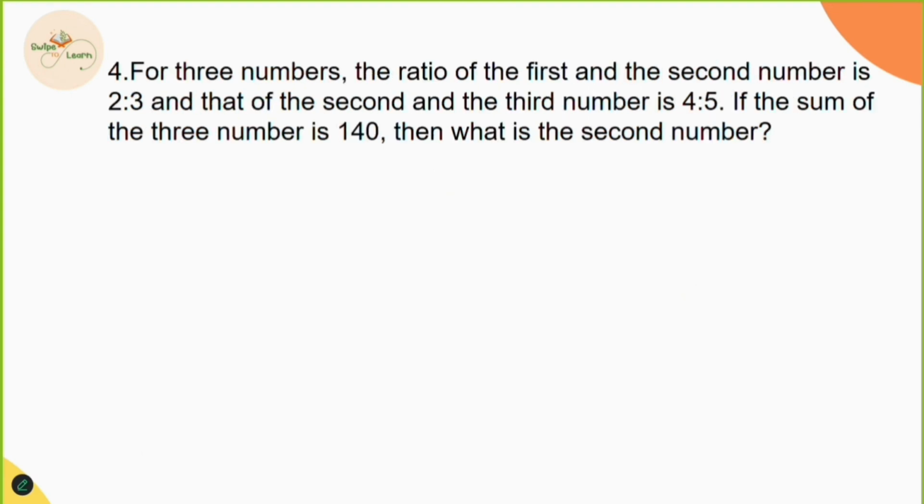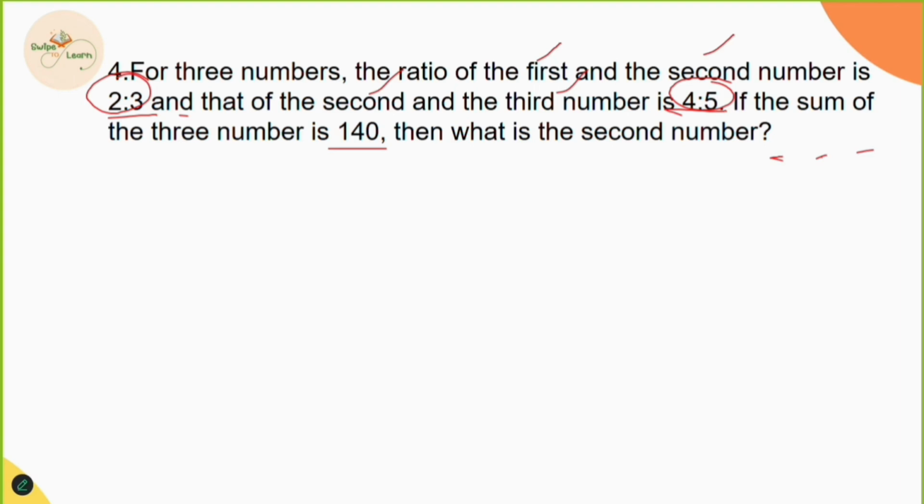Moving next. For three numbers, the ratio of first and second is 2 is to 3 and the second and the third is 4 is to 5. If the sum of three numbers is 140, then what is the second number? So, are you remembering anything? This is the kind of comparison problem where they are saying the ratio of 1 and 2 and the ratio of 2 and 3. What we need to do? We need to find a ratio of 1 is to 2 is to 3.